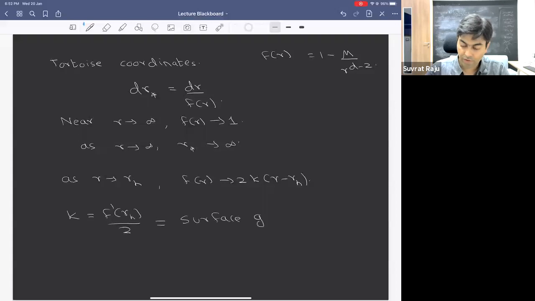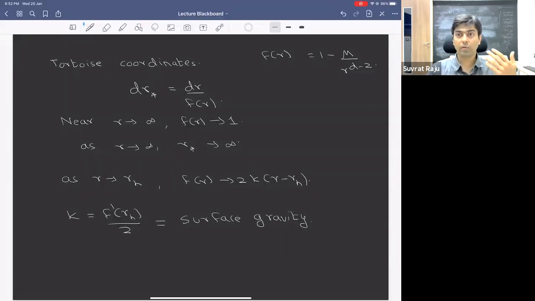And the surface gravity is going to keep appearing in whatever we do. But here we've just defined it as f prime rH by 2. There are other physical interpretations of the surface gravity that I'm sure you have encountered in your courses in GR. But we can just define it right now as f prime rH by 2. And you see, if you make that definition, f of r near r goes to rH looks like twice k into r minus rH.